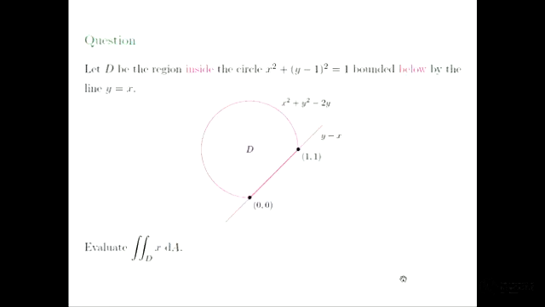Here's another one that's a little bit difficult. So let D be the region inside the circle x squared plus y minus 1 squared equals 1. So remember, this is the unit circle whose center has been moved up 1, so 0, 1. Bounded below by the line y equals x. So here's y equals x. So I want to integrate x over this D. Okay, so how do we start?